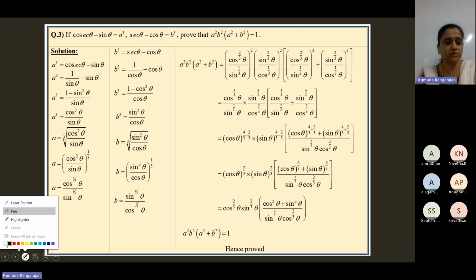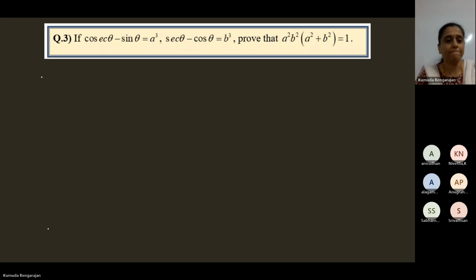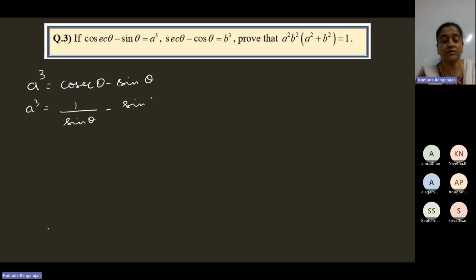We are just working on the screen. What is A cubed, children? A cubed is equal to cosecant theta minus sine theta, right? So A cubed is equal to, what is cosecant theta? 1 by sine theta minus sine theta.